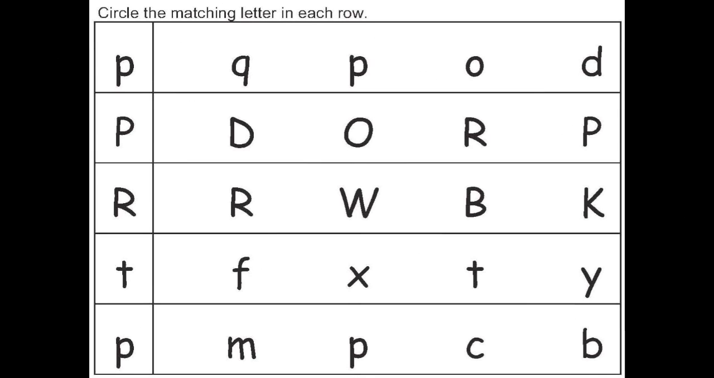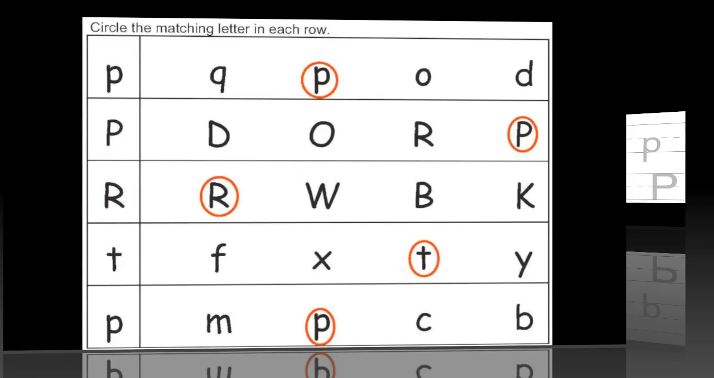While this exercise is working on matching identical letters, this is also a good place to review upper and lowercase letters. After the child identifies the matching letter, he should draw a circle around it.